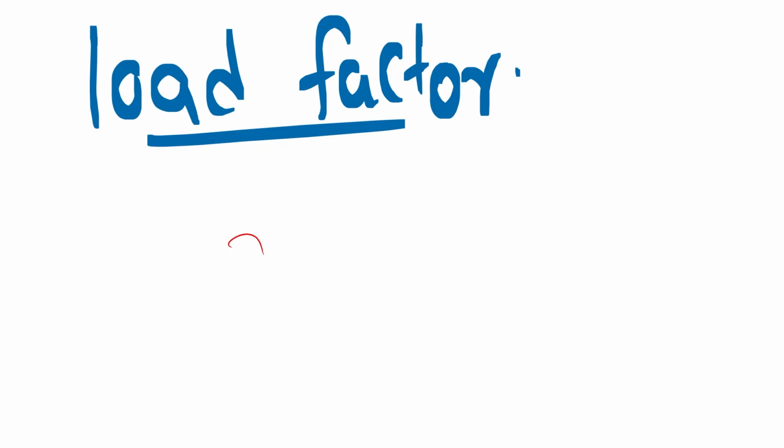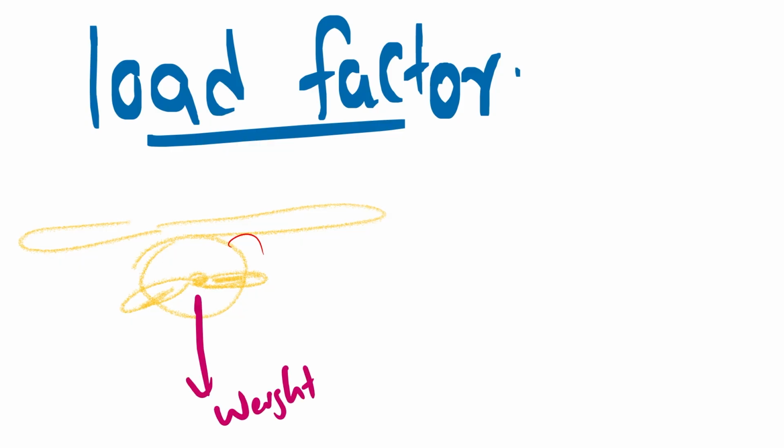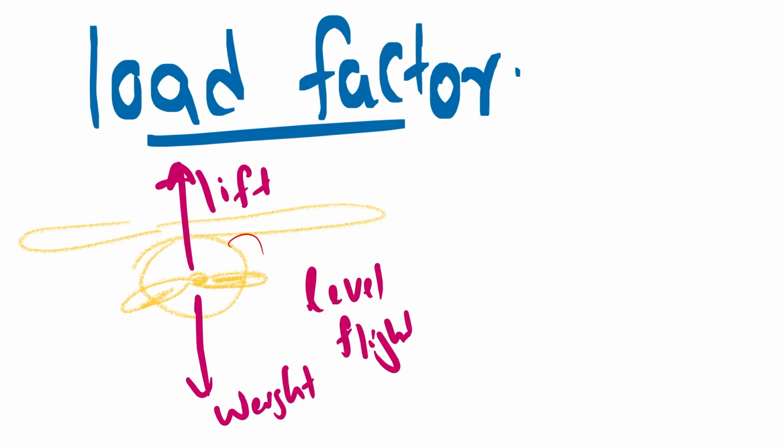So, say that we have this aircraft. This is the front, and we have the propeller, and we have the wing like this, right? I'm drawing the front view of the aircraft. So in this case, we have the weight and it is balanced by the lift, right? Okay, we have this condition, and this is level flight.